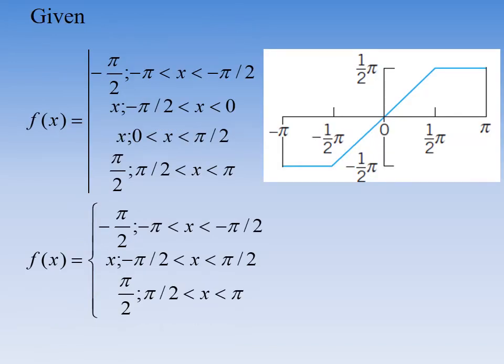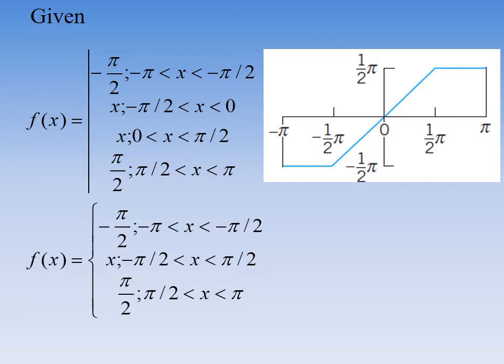So this is the given graph. Now we have to find f of x. Here, if you consider this graph from minus pi to minus pi by 2, this f of x is minus pi by 2. And from minus pi by 2 to plus pi by 2, it is a linear function. It is x, and then as x varies from pi by 2 to pi, it is pi by 2.